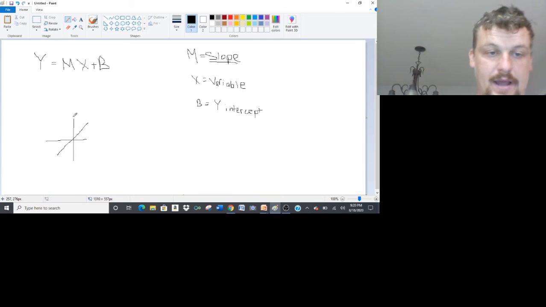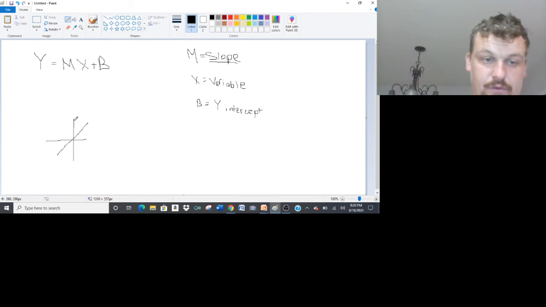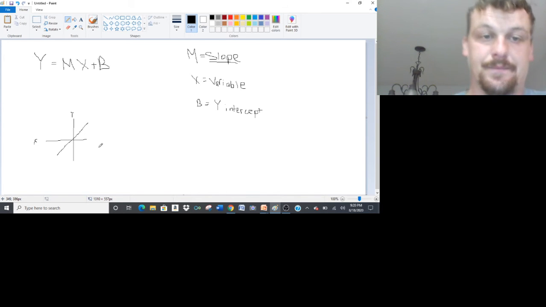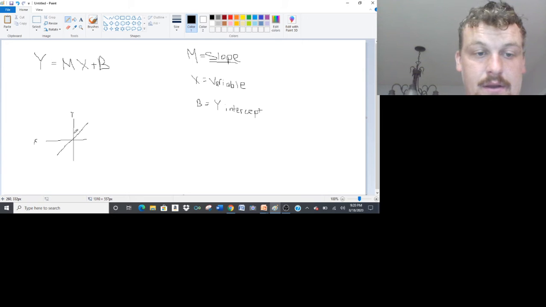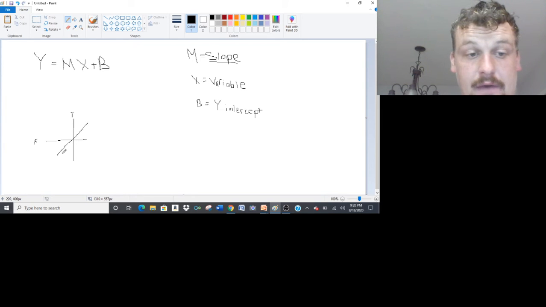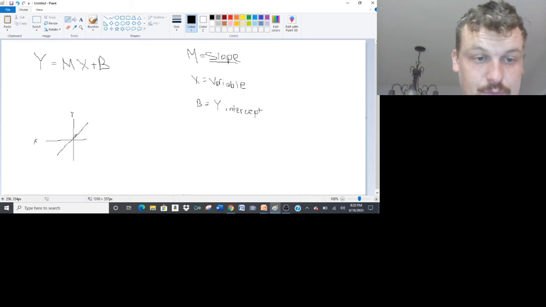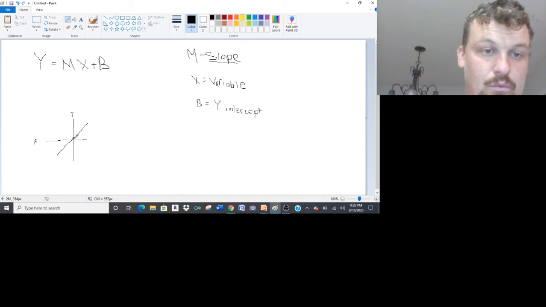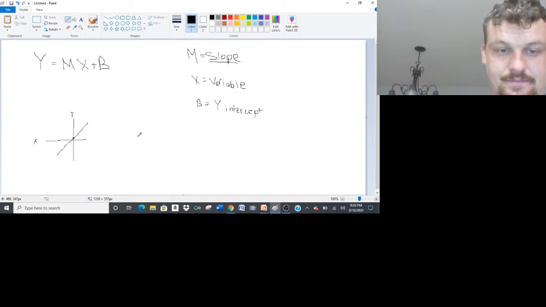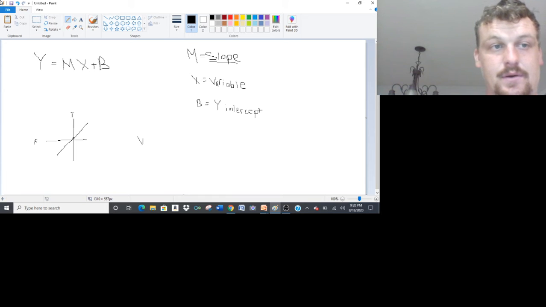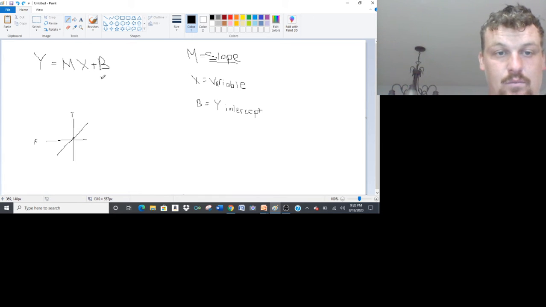The y-intercept, in case you didn't know, quick review: this is the y-axis, and this is the x-axis. The b represents where the line, the graph, crosses the y-axis. So we'll say this crosses right here, and we're going to call that 1. So for this one, the b would be 1.